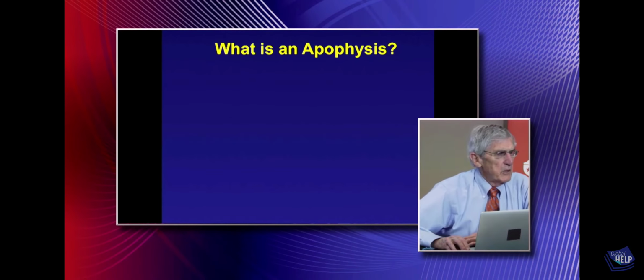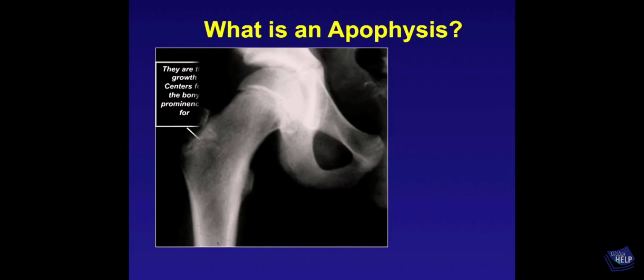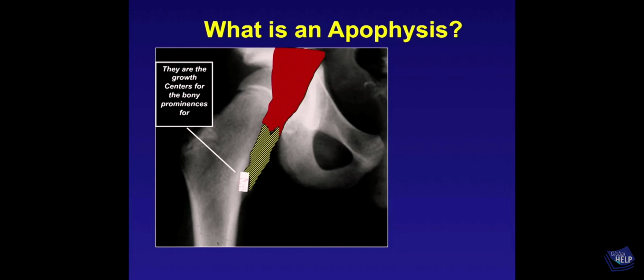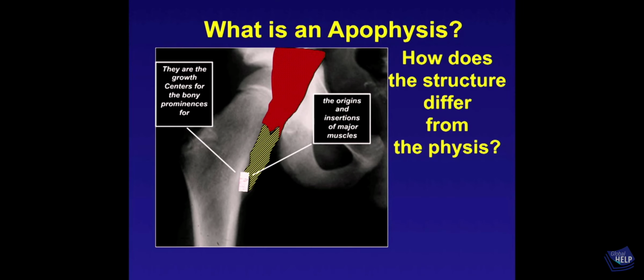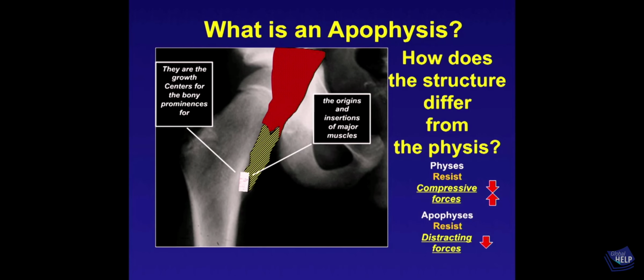So, what's an apophysis? We've been talking about physes, but what's an apophysis? So are the tendons attached to the bone? Yeah, and there are growth centers, bony prominences, and they're growth centers because those bony prominences have to grow, and they usually serve as insertions or origins of the major muscles. But that growth center is a little bit different from the physis. A physis usually has compressive forces applied to it, and so it resists compressive forces. Apophyses usually resist distracting forces.